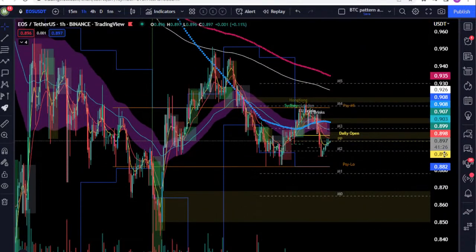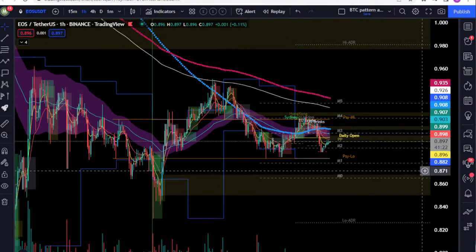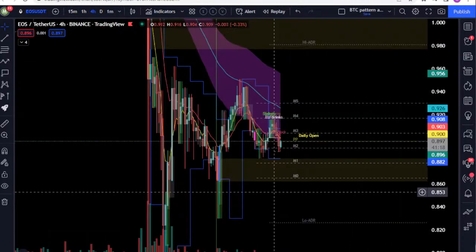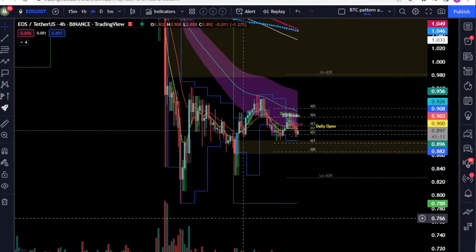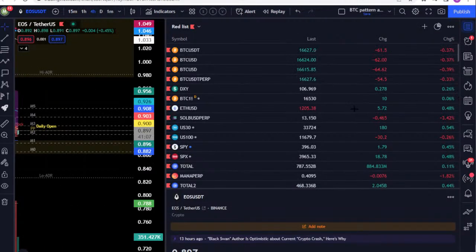Actually, it's 0.908 to be precise. But as I'm saying, all these pumps are done in very low volume. You could see that in EOS. Look at that volume dying out. As you move up, volume is dying out. So nothing really bullish, even for the king.